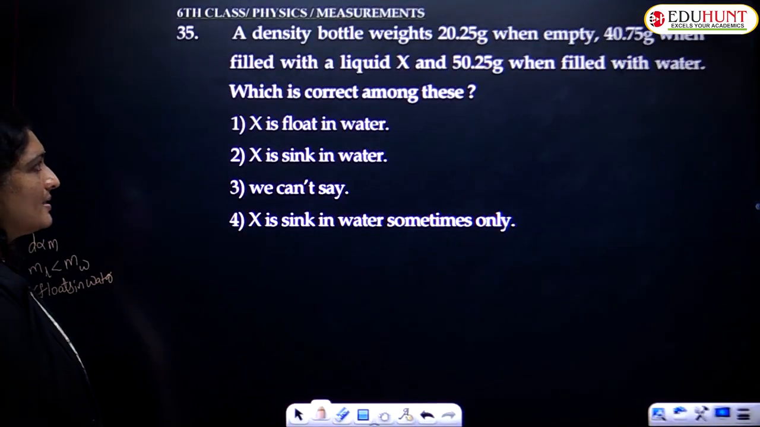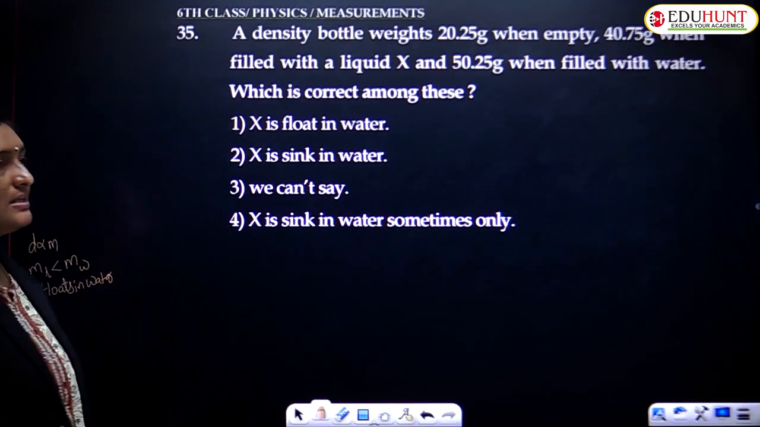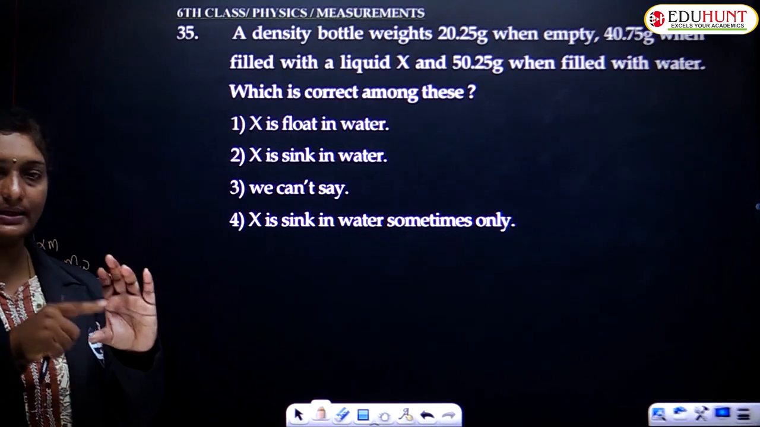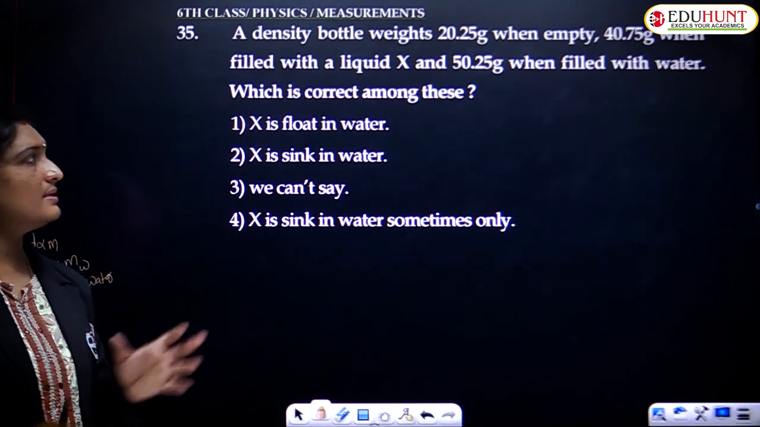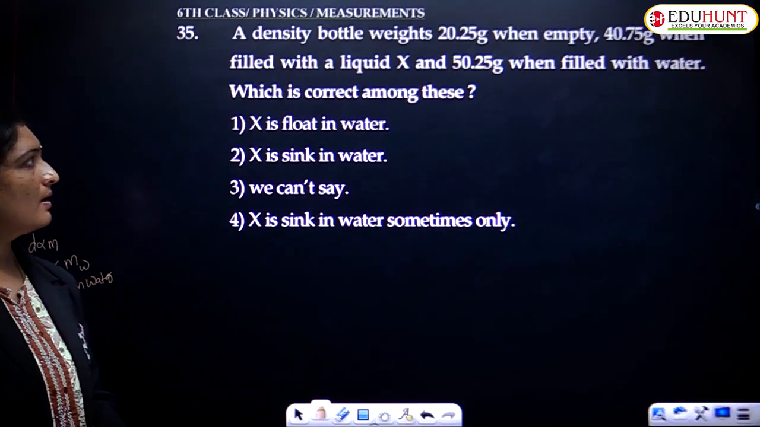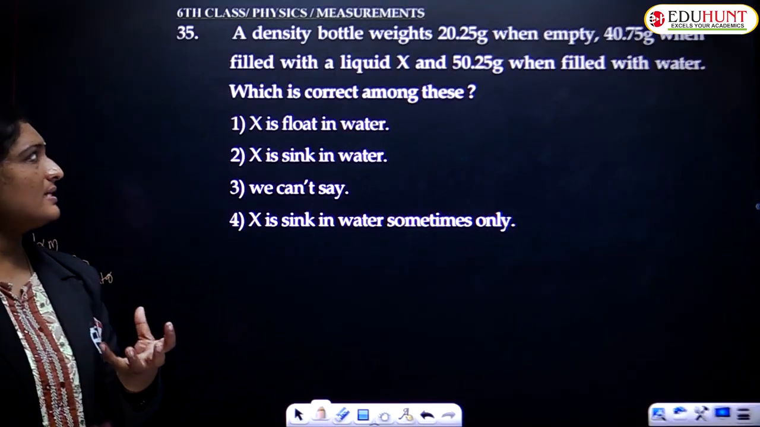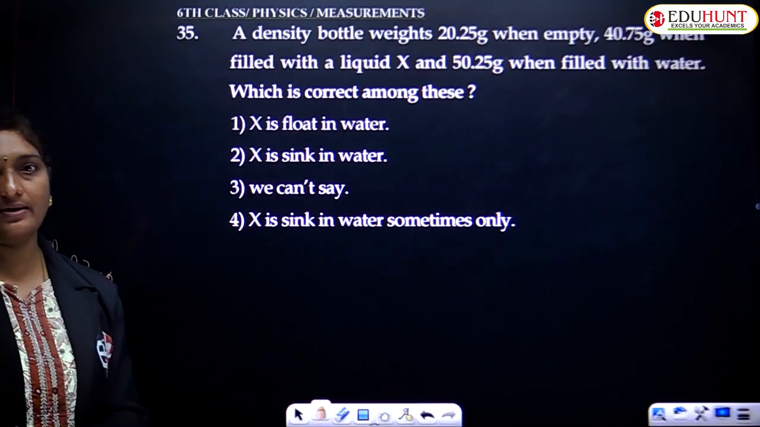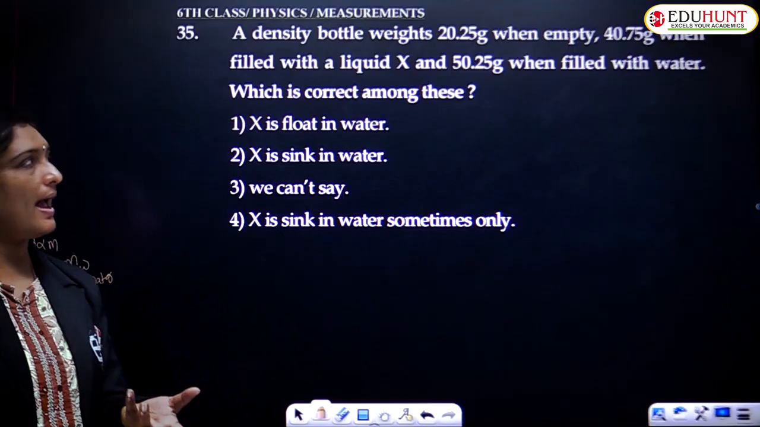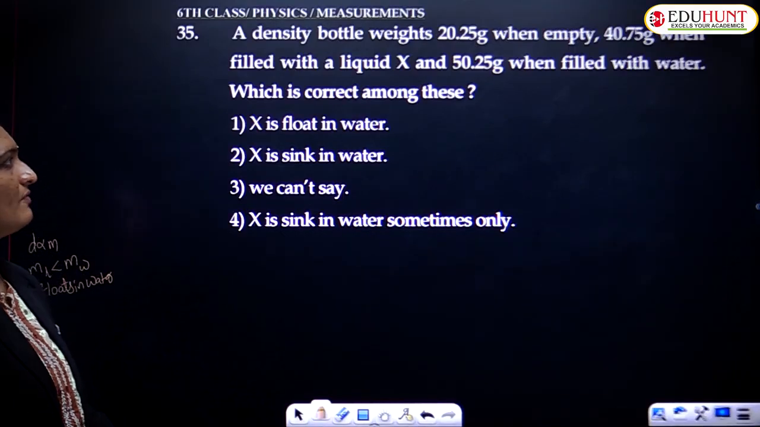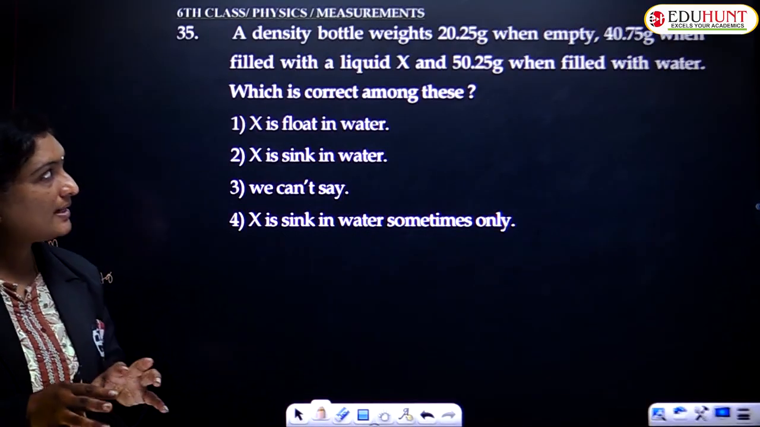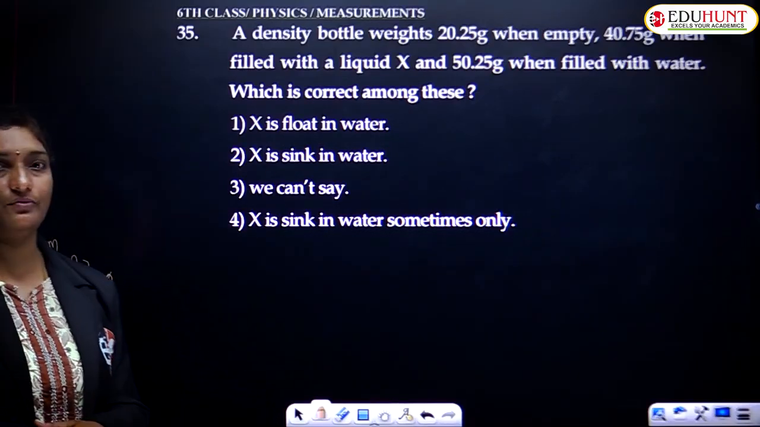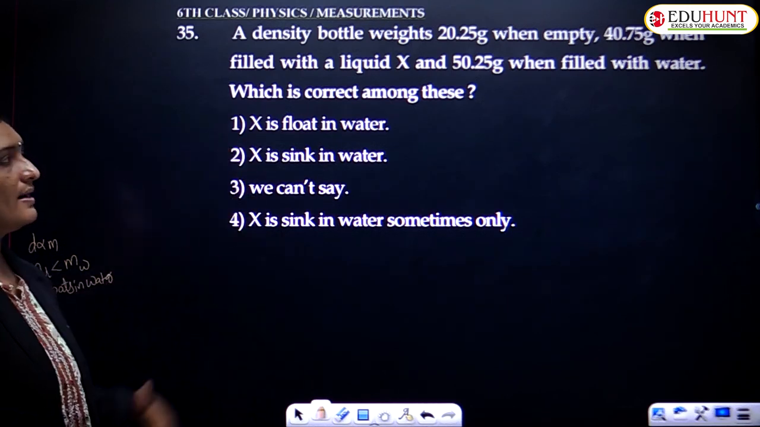A density bottle weighs 20.25 grams when it was empty. So density bottle is there. The mass of the empty bottle is given as 20.25 grams. And when this bottle is filled with some liquid, its mass is 40.75 grams. And when the same bottle is filled with water, its mass is found to be 50.25 grams. So which one is the correct among these?